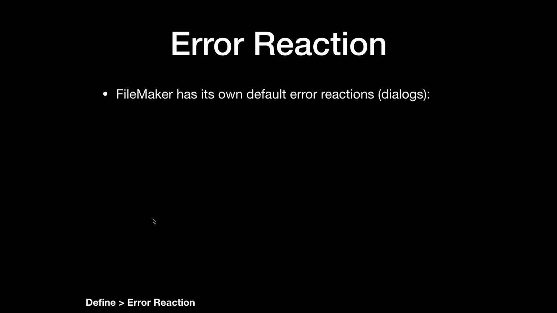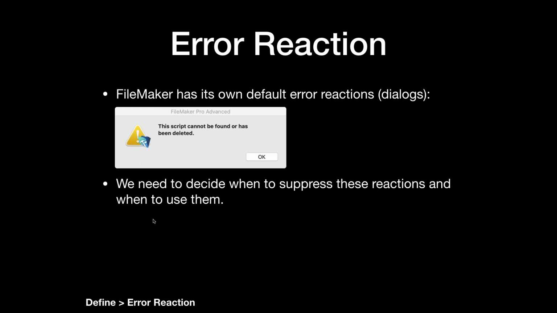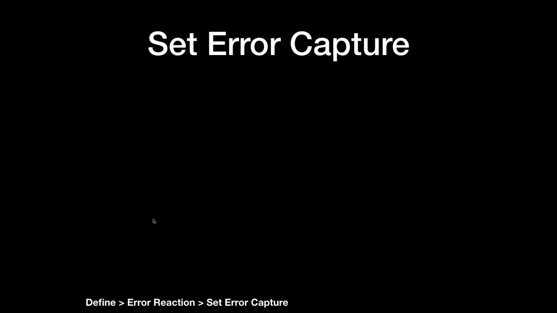Okay, so the last section here is about error reaction, and this is a bit more practical as well. So FileMaker has its own default error reactions. You've probably seen them quite a lot when you've messed up your system and deleted a script, for example. If you don't have any of your own management, you'll just see things like this, FileMaker Pro custom dialog. And if you're doing an error scripting approach, you need to decide when you're going to suppress these reactions and when you're going to use them.